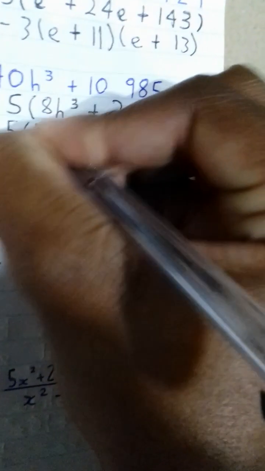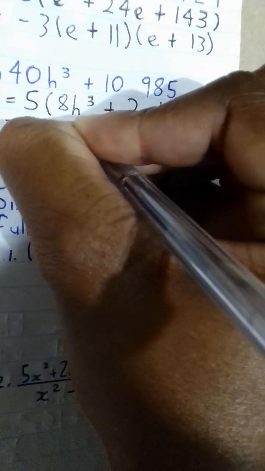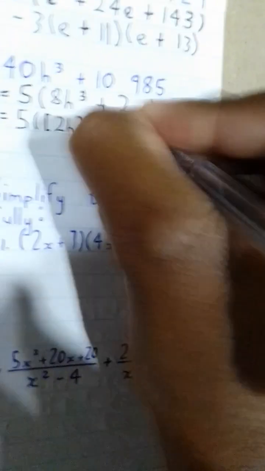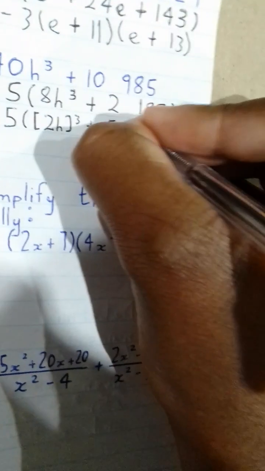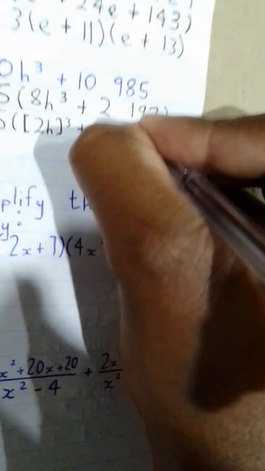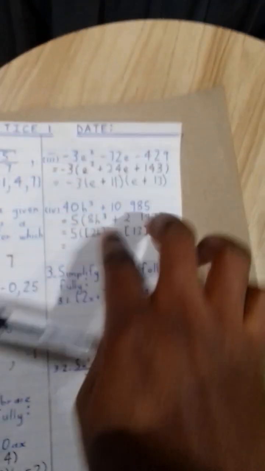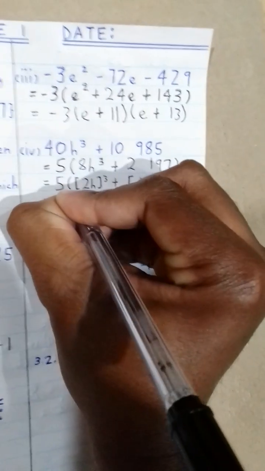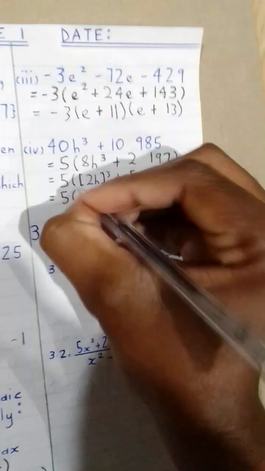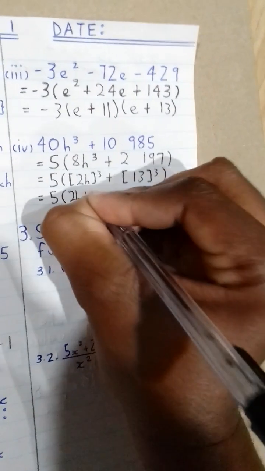So as we can see, the cube root of 8 is 2, the cube root of h cubed is h, plus the cube root of 2,197 is 13. Now we have a sum of two cubes. Remember, how do you simplify? This is going to be 5. In the first bracket, you take what is inside, so it's going to be 2h plus 13.